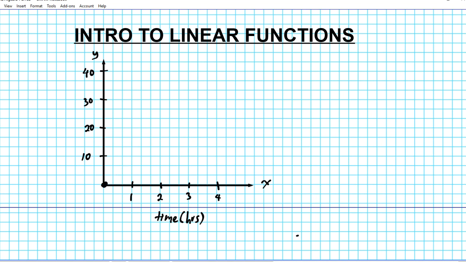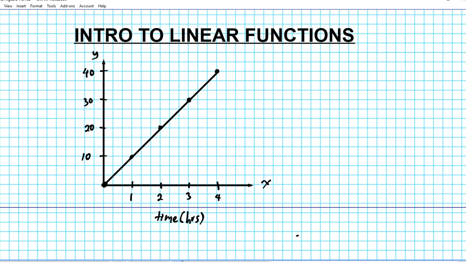So starting from 0, 0 hours, of course, no time has passed, no bricks were made. 1 to 10, 2 to 20, 3 to 30, and 4 to 40. Okay, so this is our linear function right here. Alright, so let me draw it again. Let's just make it a line segment. So we're going to be answering some questions concerning this linear situation that we have here.